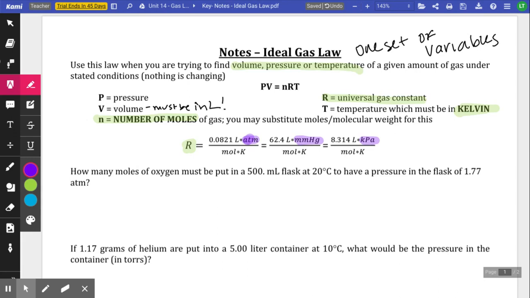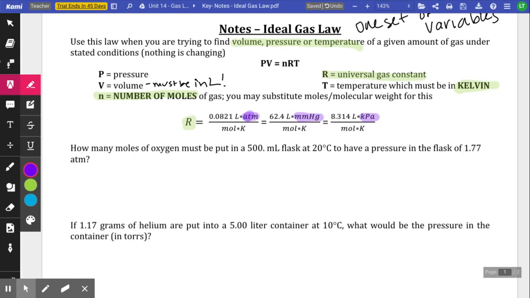So this equation's pretty easy because it's only one set of variables. When we go through our problems, we're going to label the different variables, plug them in, and solve. Our first problem says: how many moles of oxygen must be put in a 500 milliliter flask at 20 degrees Celsius to have the pressure of the flask be 1.77 atmospheres?